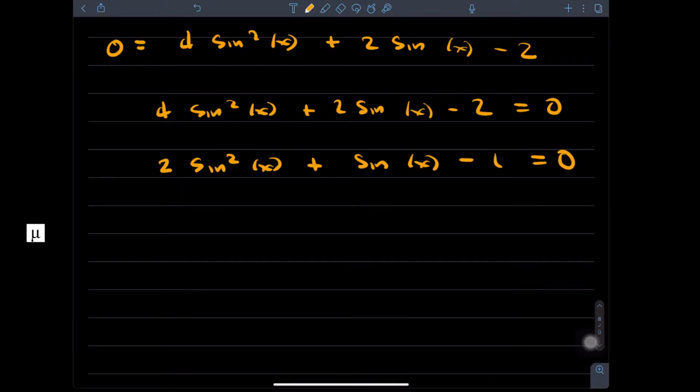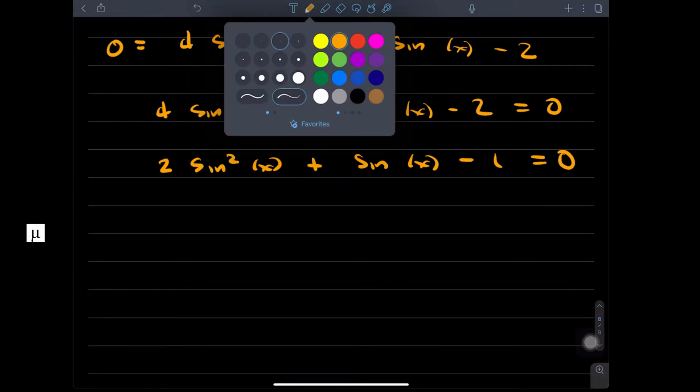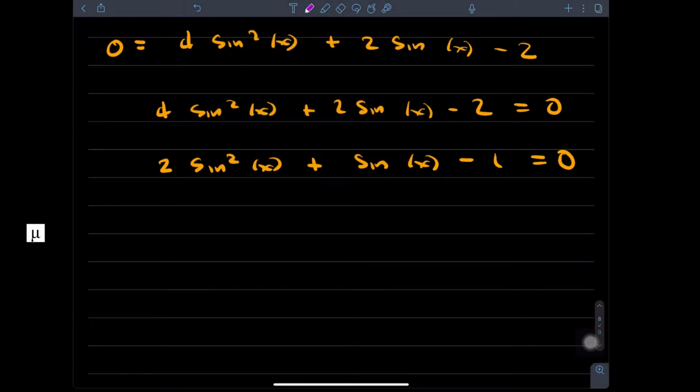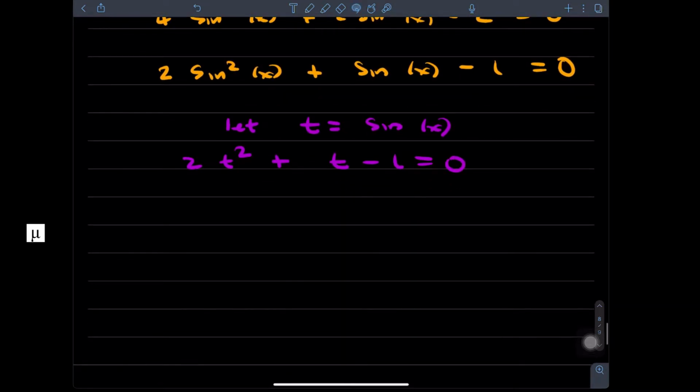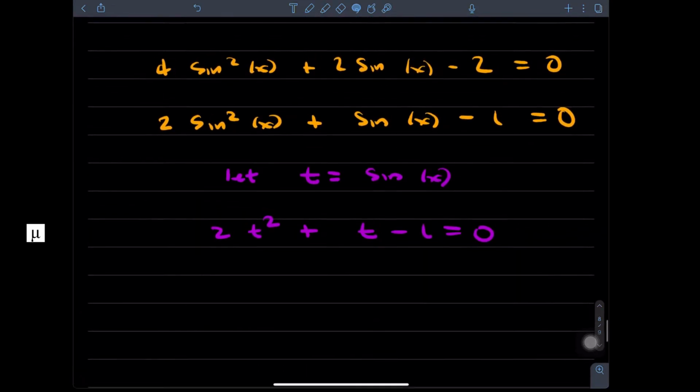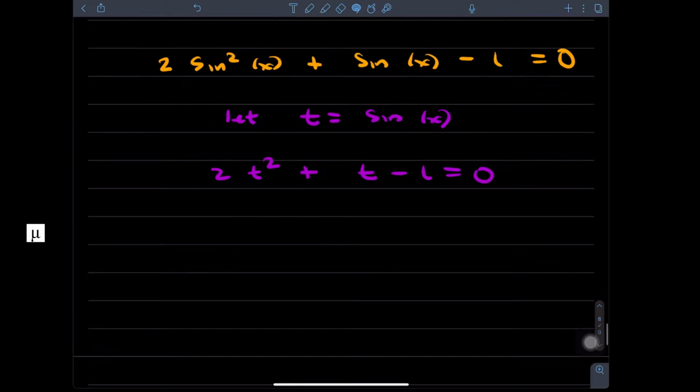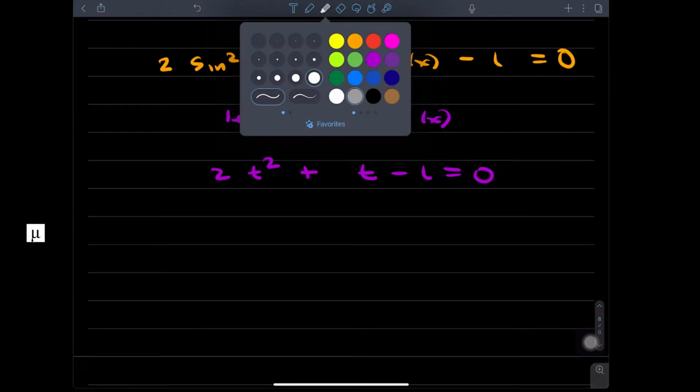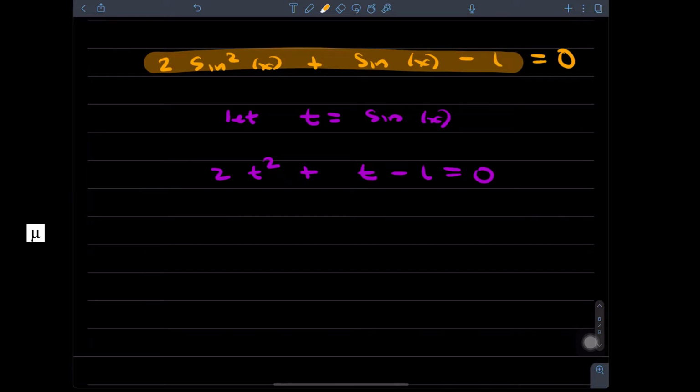Does anybody know how to solve this? Because this should look interesting to you. What do you really have? You guys know? You're going to let t be what? Sine. So that means you get 2t squared plus t minus 1 is 0. This is using what I call algebra to solve these trig equations, okay? Because this is what you have here. You're going to have to, what? Factor.